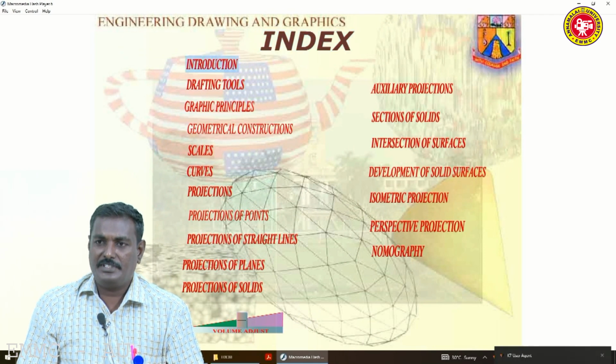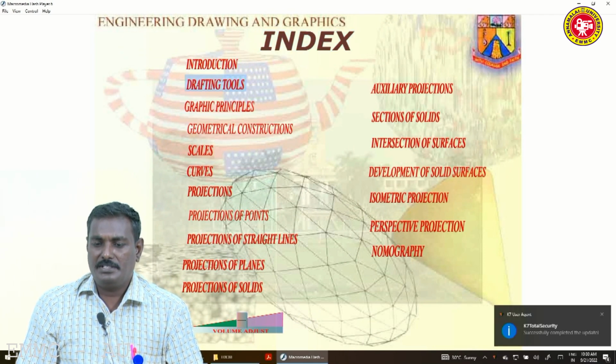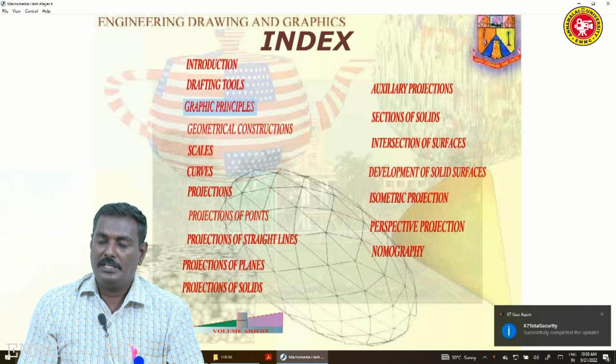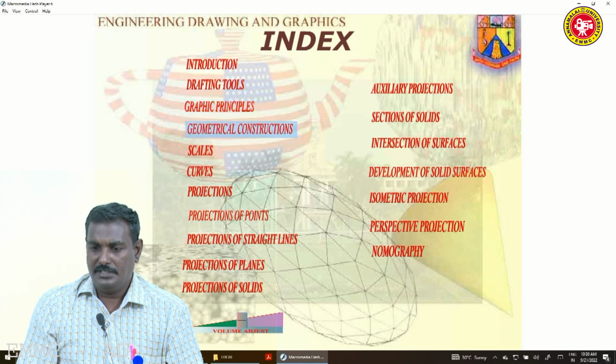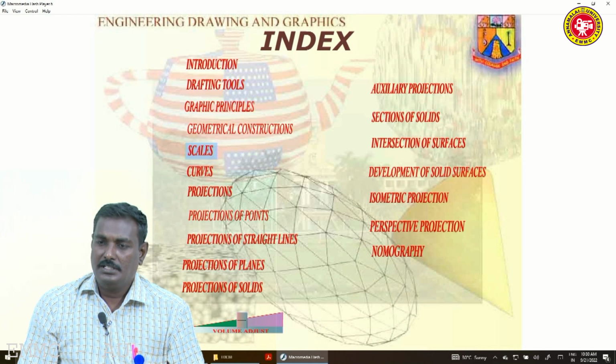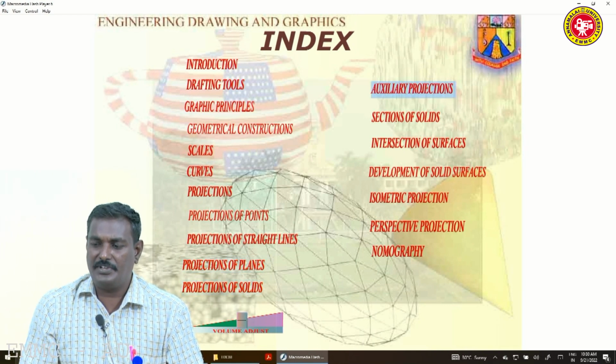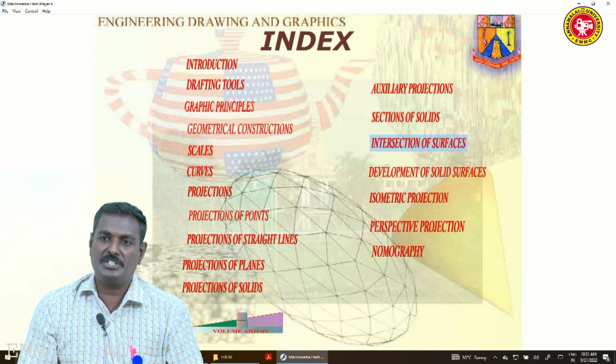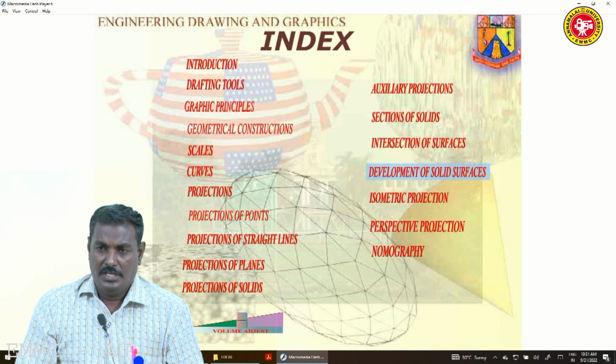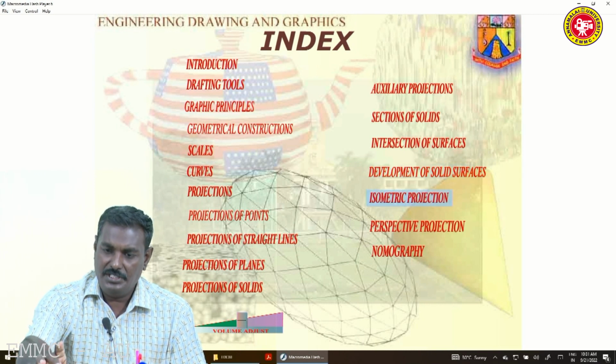In engineering graphics and drafting, which in the past we named engineering drawing and graphics, there are a lot of contents. They are: introduction, drafting tools, graphic principles, geometrical construction, scales, curves, projections, projection of points, straight lines, planes, solids, auxiliary projection, section of solids, intersection of surfaces, development of solid surfaces, isometric projection, perspective projection and nomography. Here we are looking at the introduction.